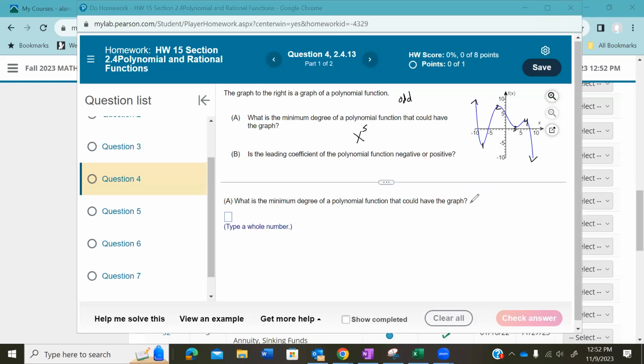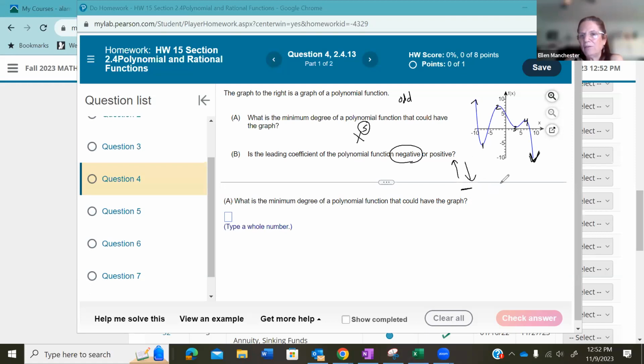But for B, if we had to answer B, would we just put odd? No, the odd is the exponent. Then is the leading coefficient positive or negative? So since it's ending on a negative note, this is a negative leading term, because remember, it goes up and then down, that's negative, or it goes down and then up, and that's a positive first term. Okay, thank you. I understand.